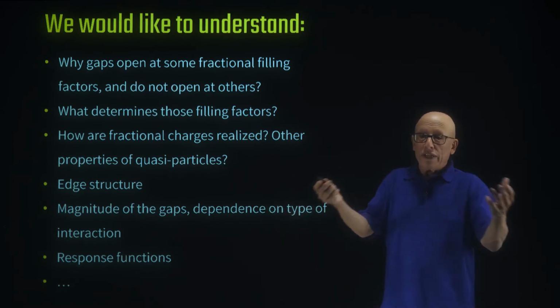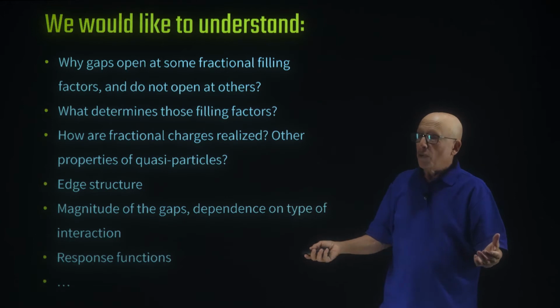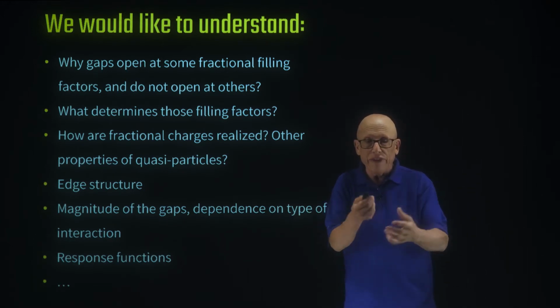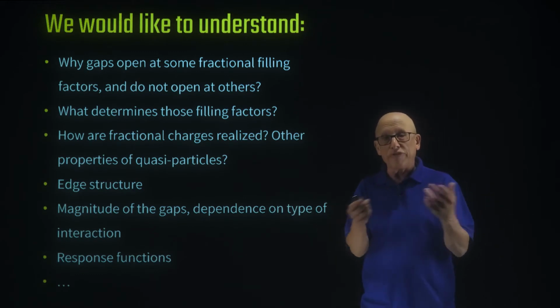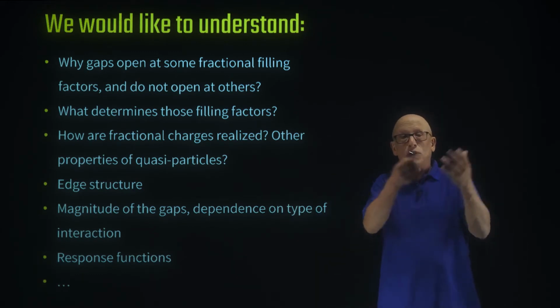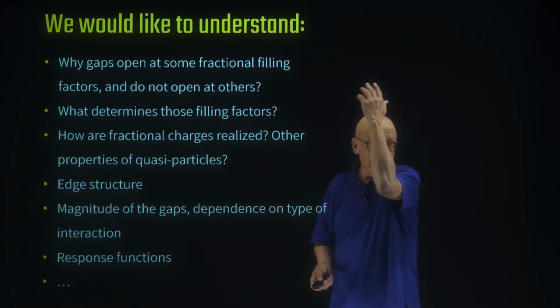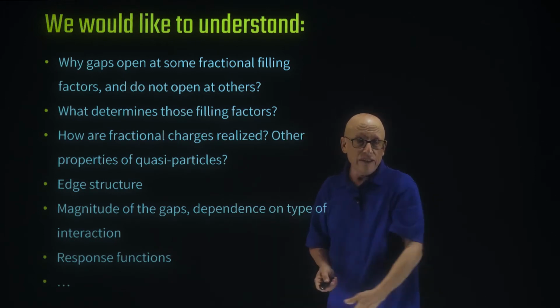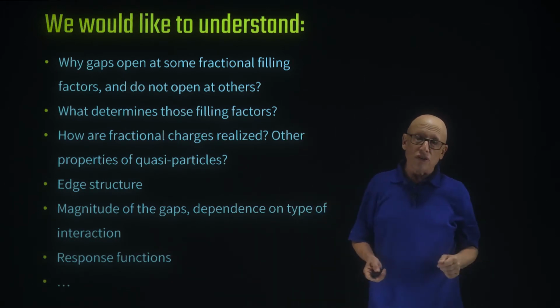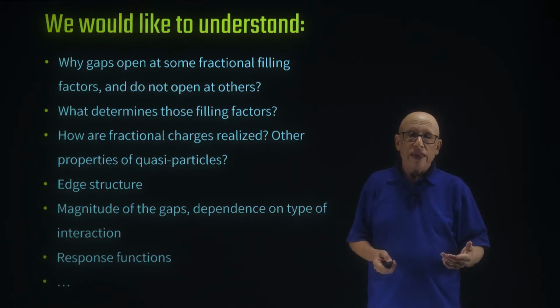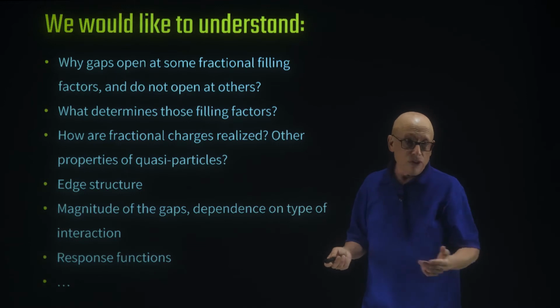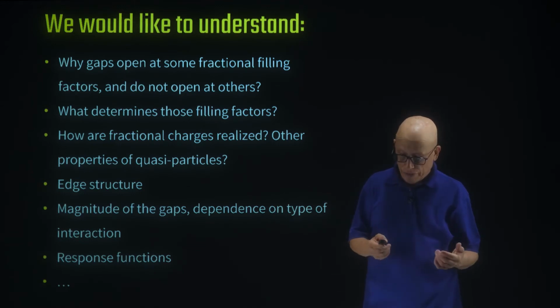We'd like to analyze the edge structure. We'd like to have a way to calculate the magnitude of the energy gap, and how it depends on the type of interaction between electrons. We'd like to be able to calculate response functions. There's a very long list of questions I did not even write here: the effect of disorder, and so on and so forth. We have a long list of questions. How are we going to solve them?